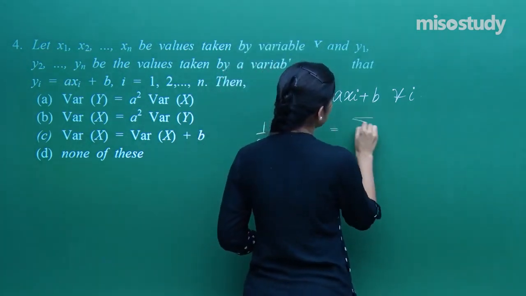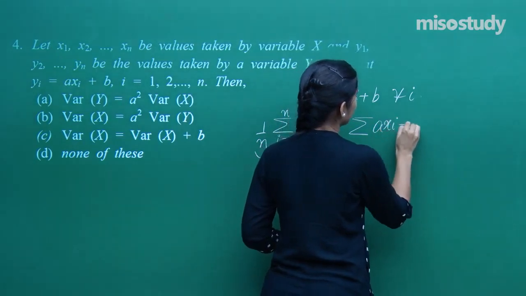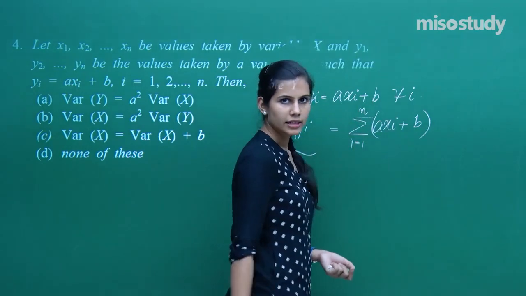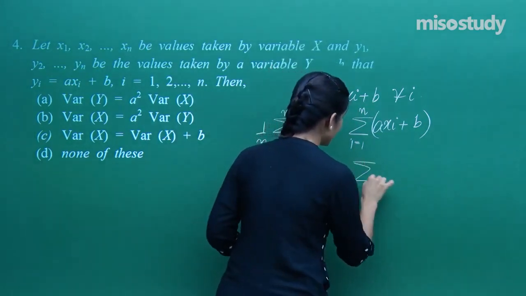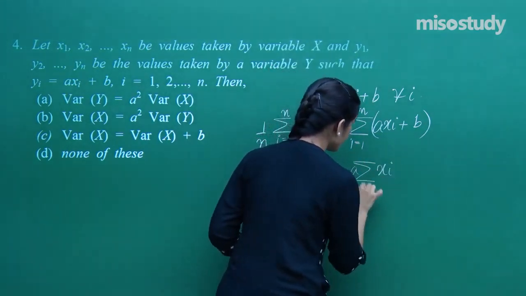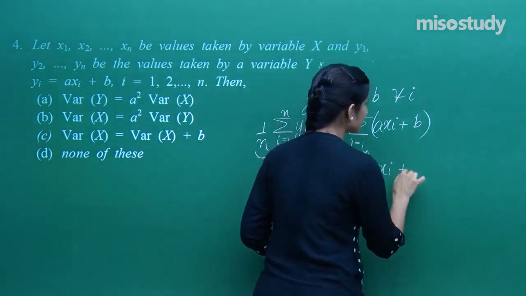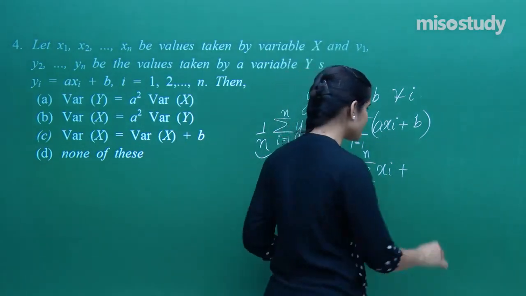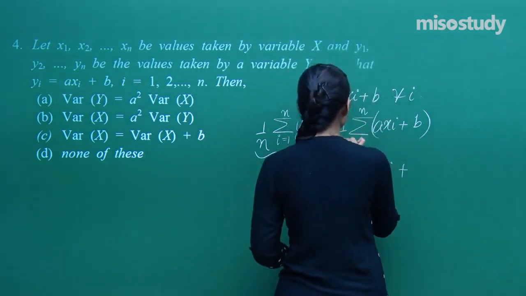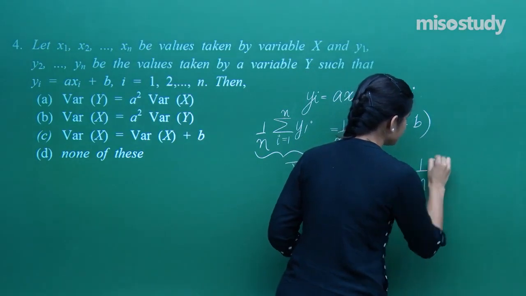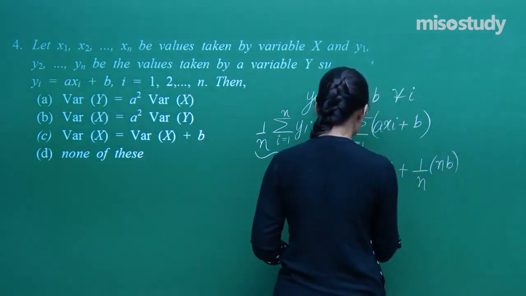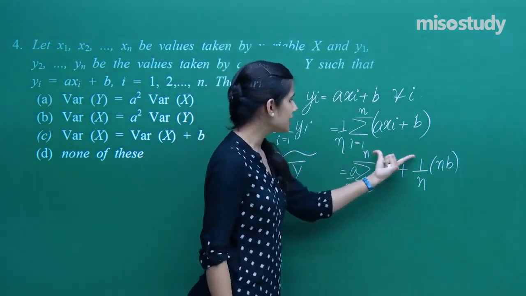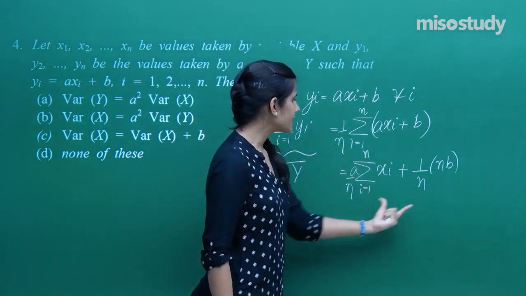This will be equal to summation of axi plus b, i running from 1 to n. Clear? A comes out common, you have summation xi, i running from 1 to n, plus summation b, i running from 1 to n, that means add b to itself n times. When you add b to itself n times, what you get is n times b. So 1 by n times this summation, then the summation breaks and I get this.